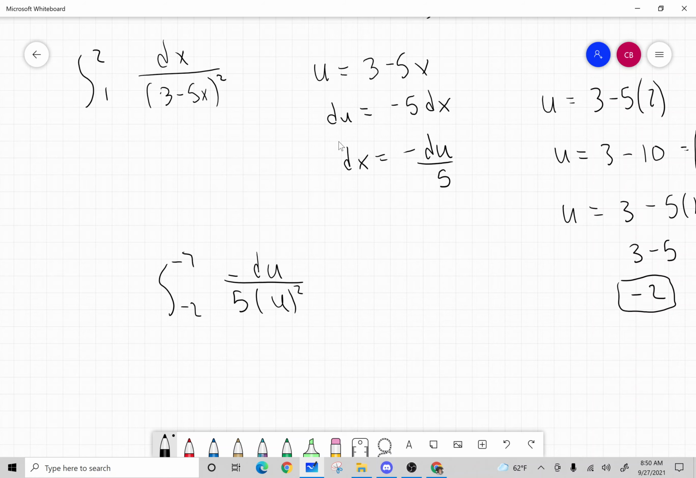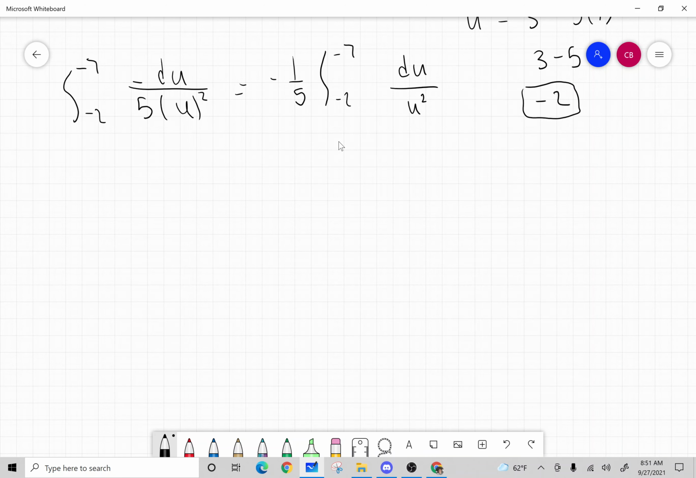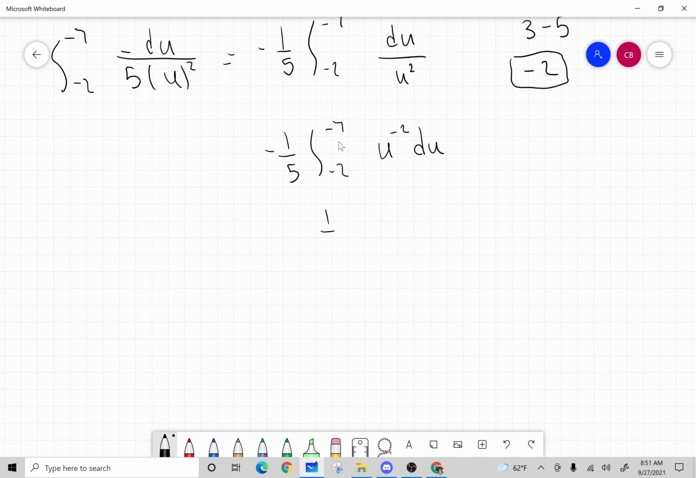Okay, so let's factor out the negative 1/5. We've got negative 1/5, the integral from negative 2 to negative 7, du over u squared. Then we're going to rewrite this as negative 1/5, the integral from negative 2 to negative 7, of u to the negative 2 du, which is negative 1/5 times u to the negative 1 over negative 1, from negative 2 to negative 7.